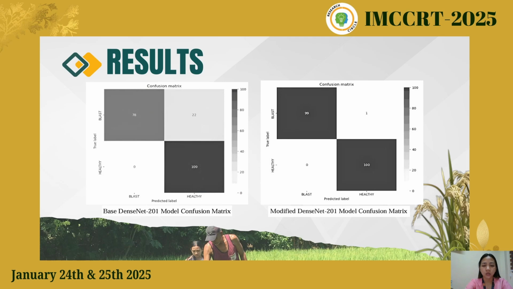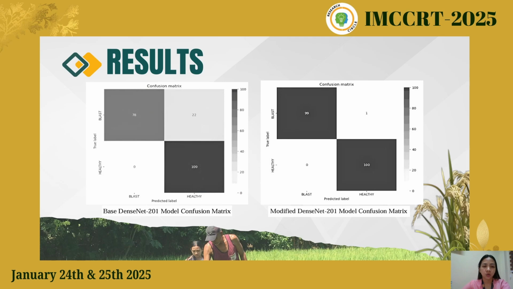confusion matrix. So when it comes to the confusion matrix, in this figure, it highlights the performance gap between the base DenseNet-201 and the modified DenseNet-201 models. The base DenseNet-201 model faced challenges, especially in differentiating between healthy plants and those affected by rice blast. In the first figure, 22 instances of rice blast were misclassified as healthy.